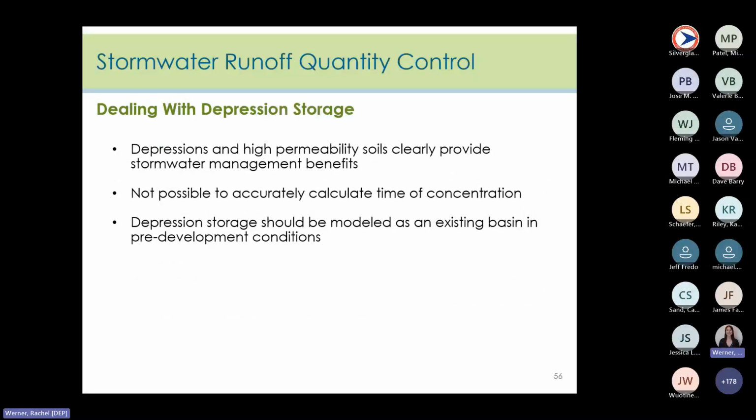Moving on to something Manesh briefly touched on at the beginning of this presentation, if there are existing depressions on a site, meaning a place where water will pond before overflowing, they need to be modeled as existing basins. So as a reviewer, if you identify any depression storage areas on a site, you need to make sure that they're included in the model. Not including them can affect the existing time of concentration and ultimately the peak flow rate. These depressions and high permeability soils provide stormwater management benefits that need to be considered.